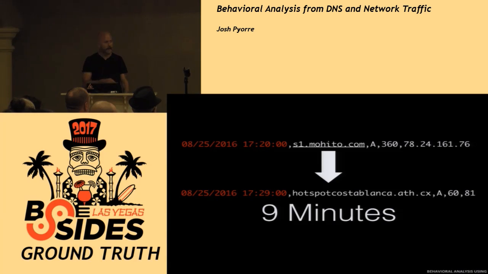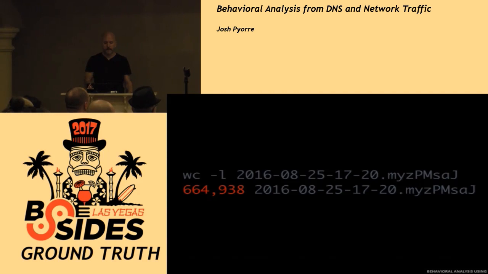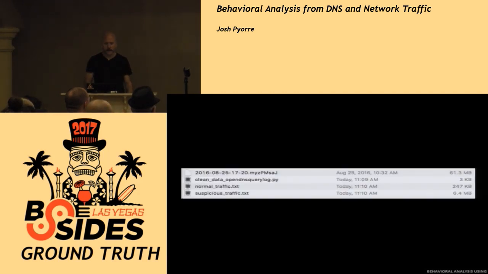9 minutes. Got the timestamp, a domain, and some other stuff, like the record type, things like that. Those are useful. This is what it looks like. It's that many lines, 664,000. So it's a lot of lines in 9 minutes. When I do that, normal traffic ends up being about 250K, and suspicious is still really huge, 6.4 megabytes.